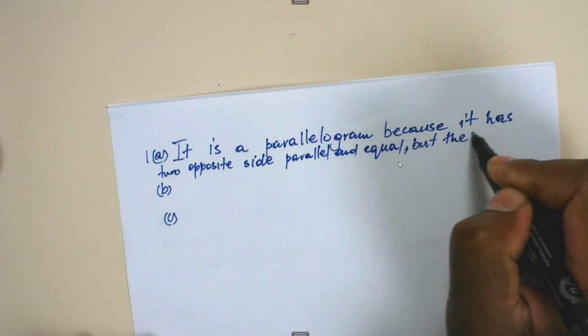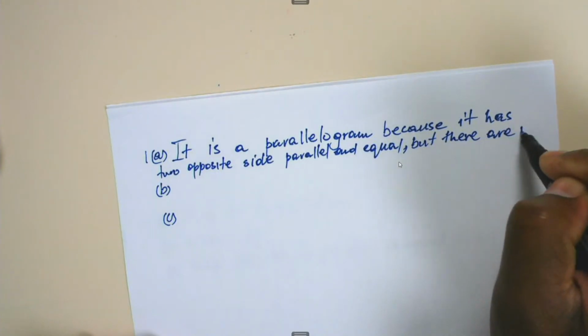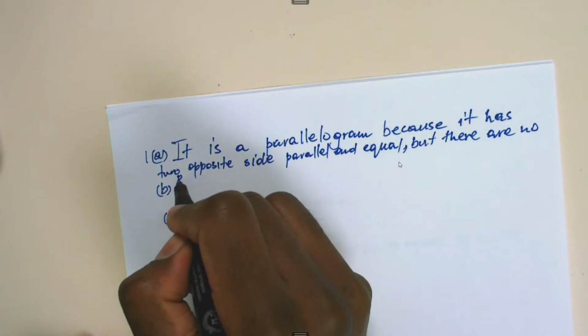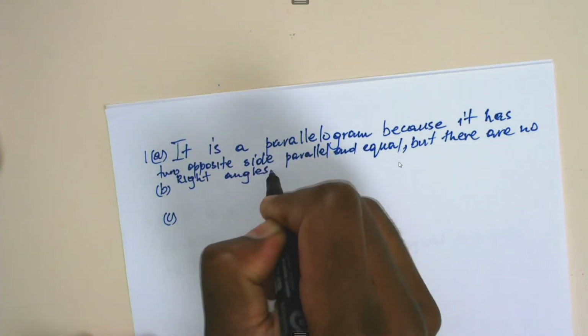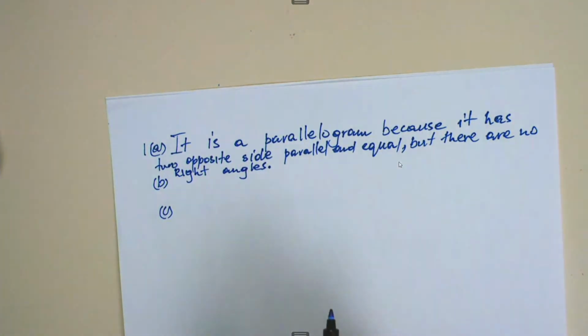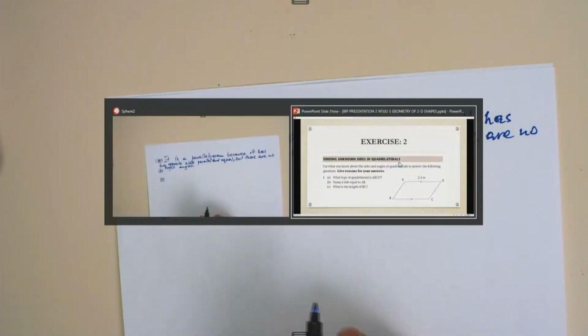But there are no right angles. There are no right angles. So it is easy to confuse it with a rectangle. But the biggest difference between the two is that in a rectangle, the angles inside are equal to 90 degrees. So that is the difference between the two. So this one is not a rectangle. It may have two opposite sides parallel, it might have two opposite sides equal, but there are no right angles in a parallelogram.